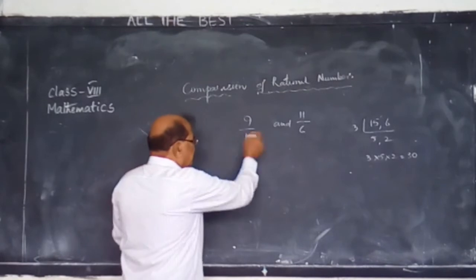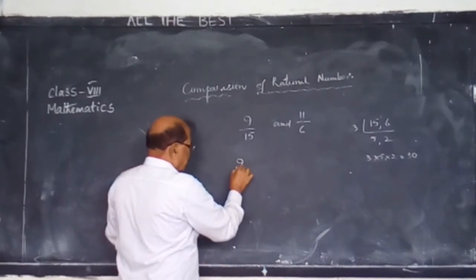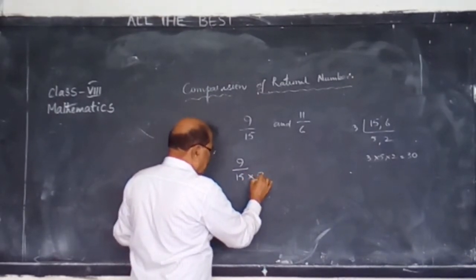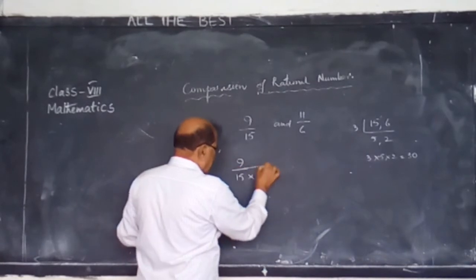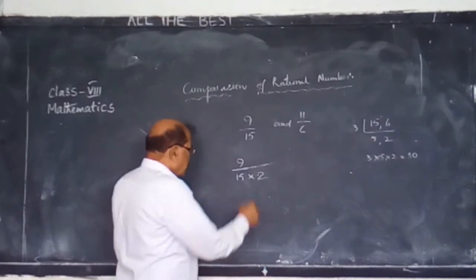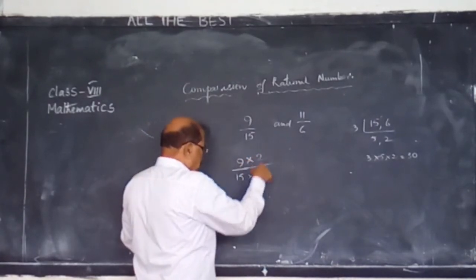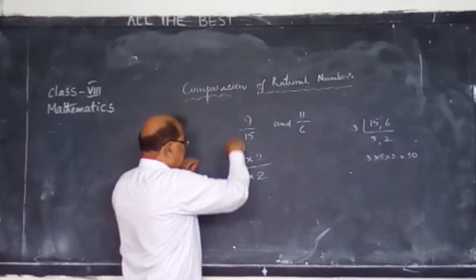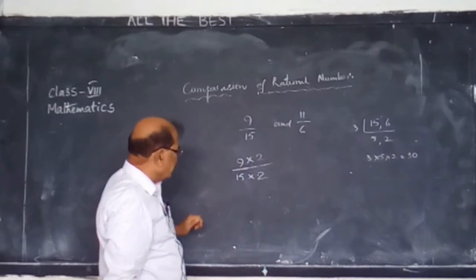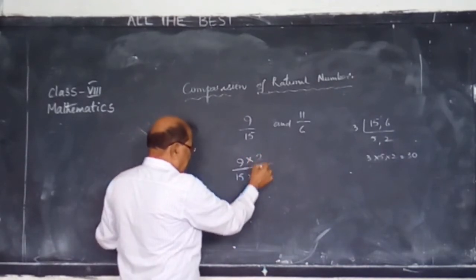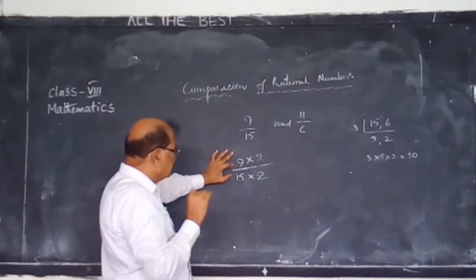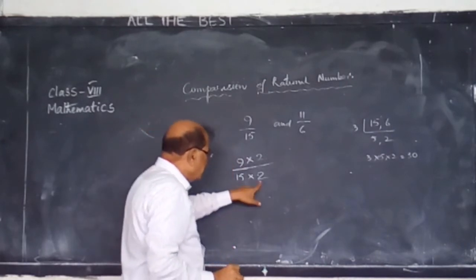You can't simply rub it out and write 30. So when you take 9 by 15, it is possible to make 30 only by multiplying by 2. When you multiply the denominator alone, the value of the fraction changes. So multiply the numerator also with 2. The 2s cancel again, you are getting the same 9 by 15. So we have a property: if the numerator and denominator are multiplied with the same number, the value of a rational number does not change.